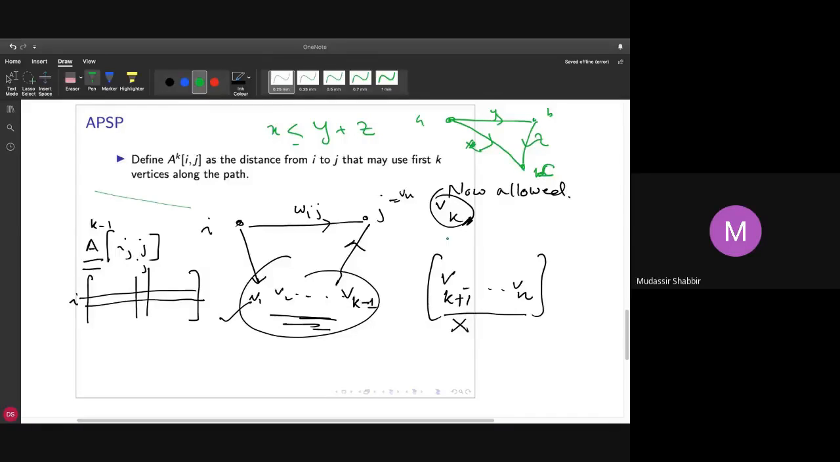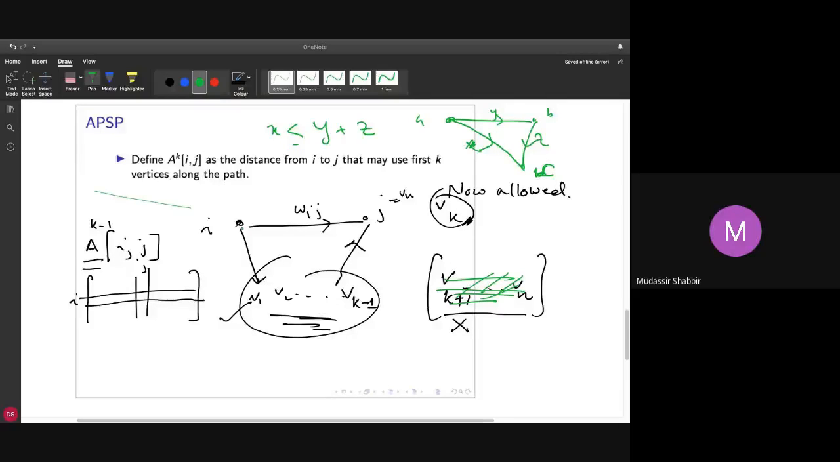Which means, let's forget about this. We don't have these edges allowed. So this is my allowed graph. In this allowed graph, I want to find out a shortest path from I to J. Again, for this discussion I am assuming that these vertices don't exist at all. We don't care about them at this point.